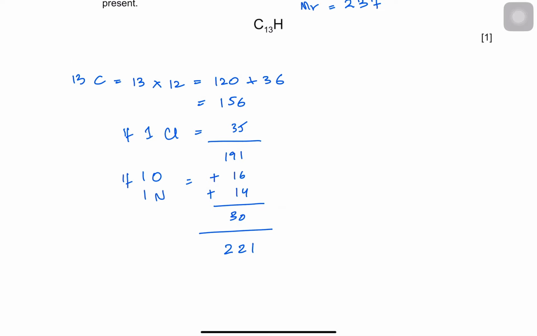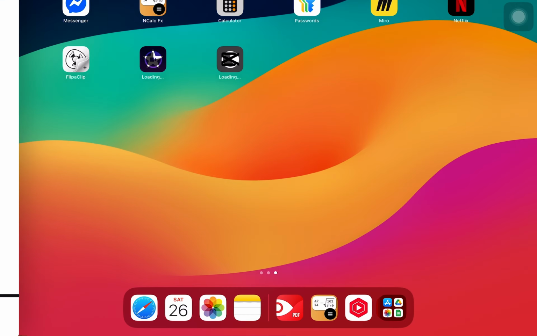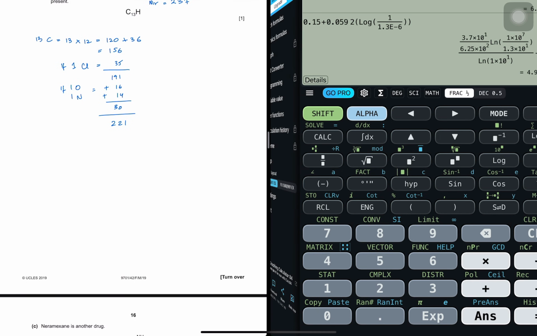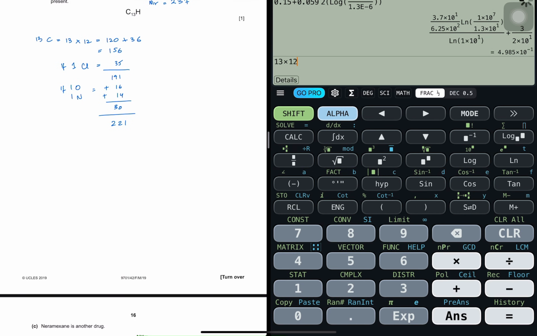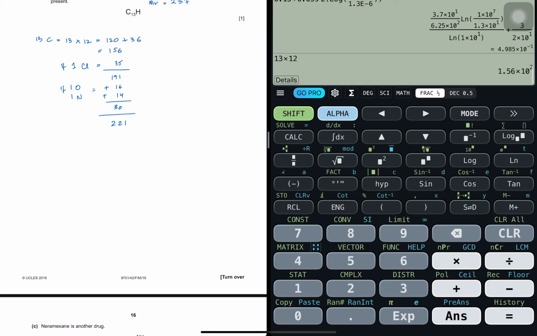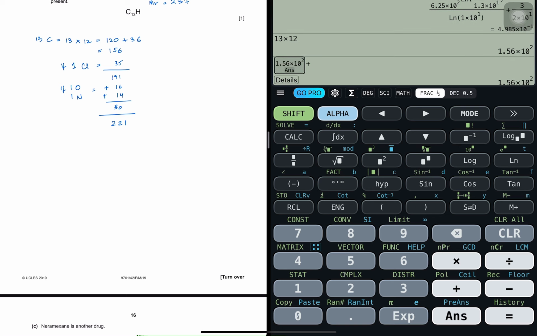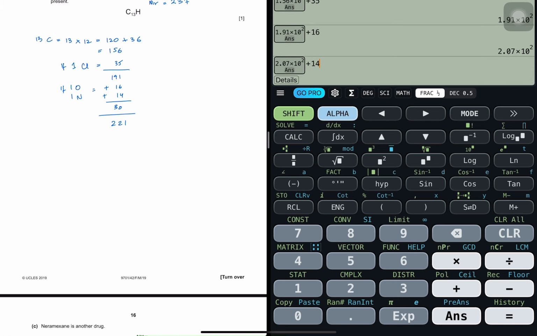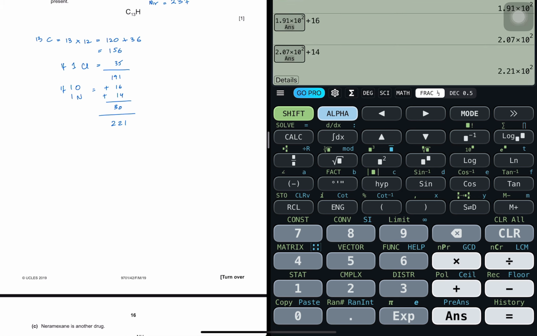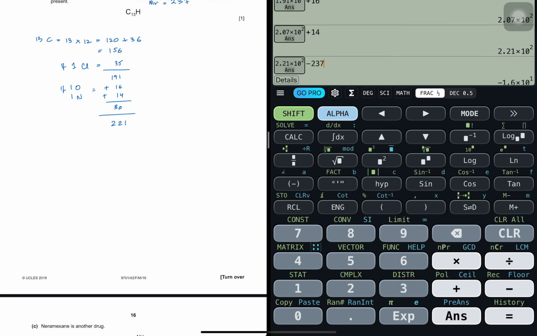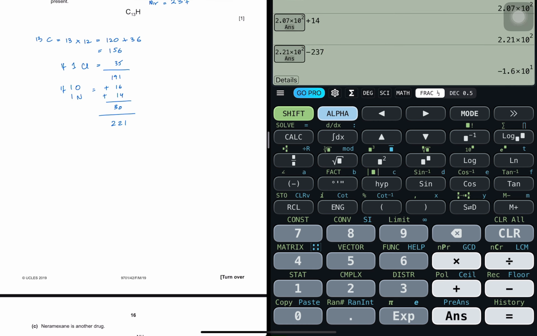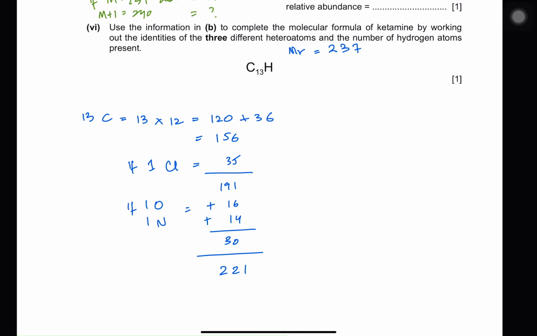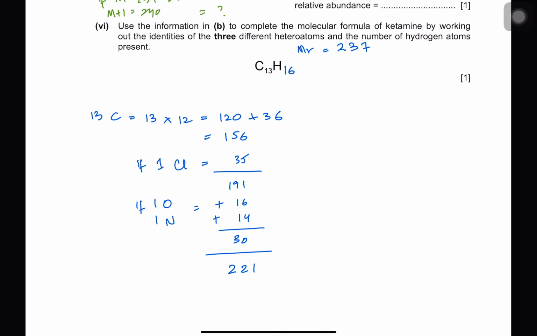So let's put it in the calculator and then we'll get the answer. If we have 13 carbons, that is 156. If we have one chlorine, that is 35. If we have one oxygen and one nitrogen even, that is 221. If we subtract this from 237, we get 16. We have 16 hydrogens, which is okay with 13 carbons, which is very reasonable. So we put 16 hydrogens, one nitrogen, one oxygen, one chlorine. Even then, we are good to go.